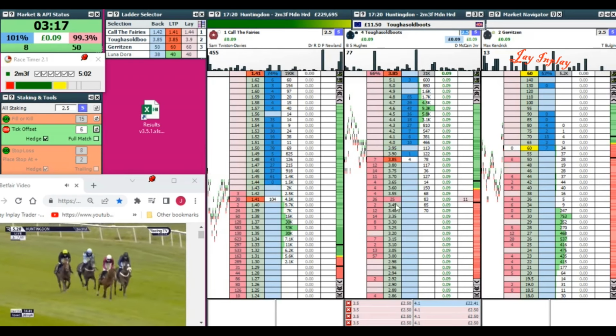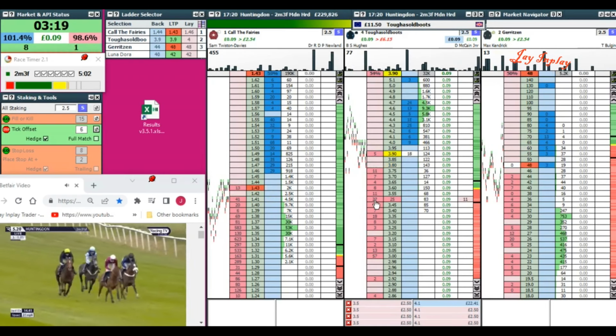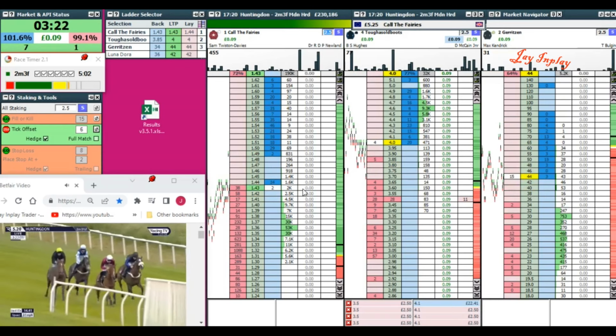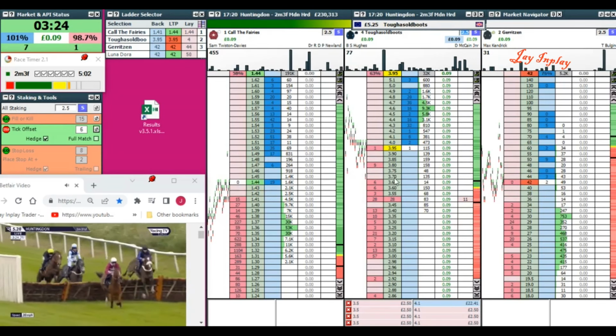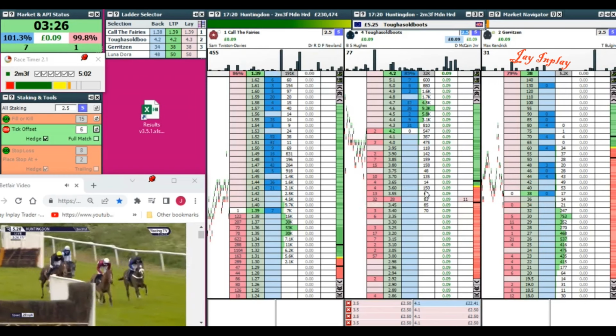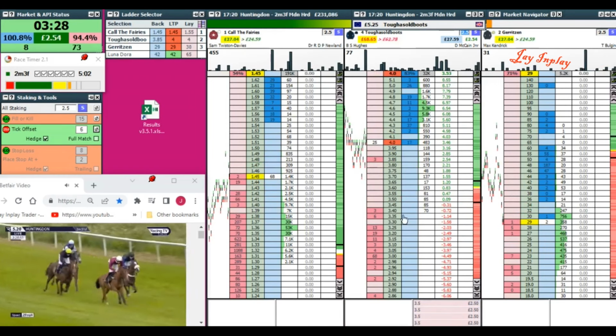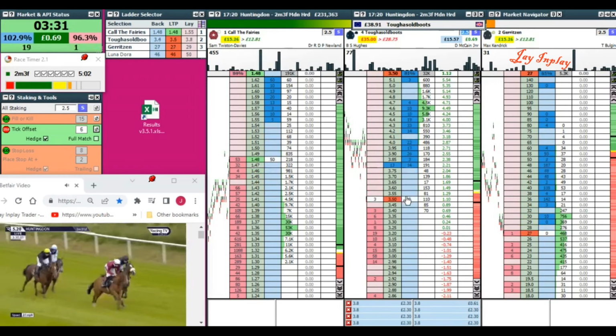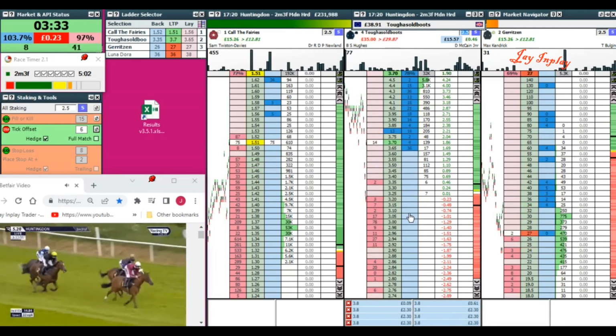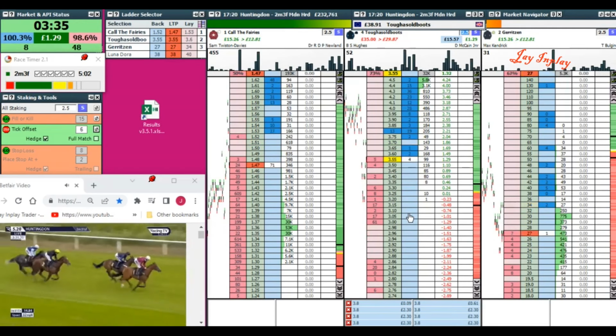Sets only separated by probably 5 lengths or not much more than that now. As they just pick up some speed, Call the Fairies over that to Tough as Old Boots. Gerritsen in third and Lunadora is in 4th place. So Call the Fairies with Tough as Old Boots close up on the outside. About to turn right-handed and run towards.